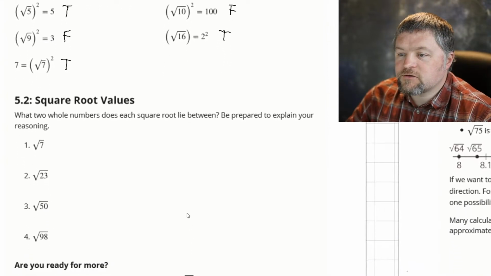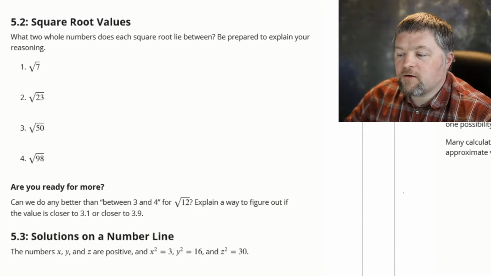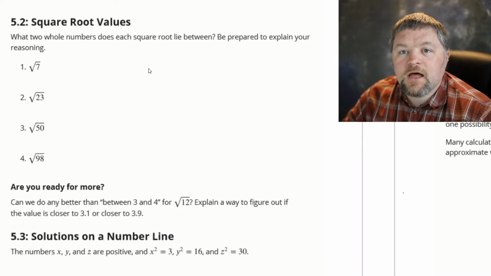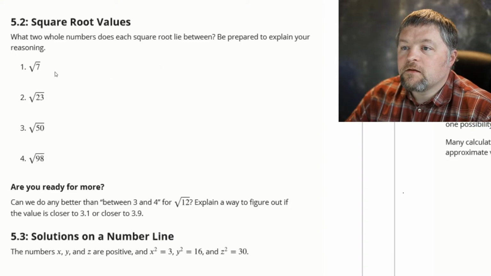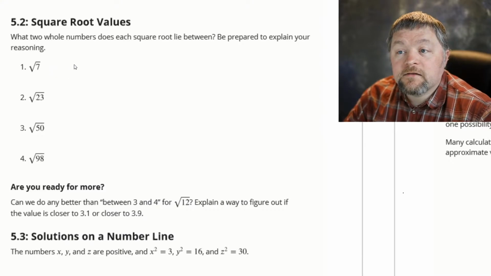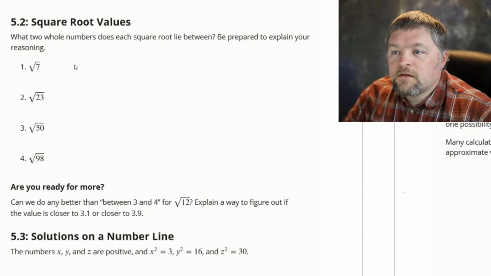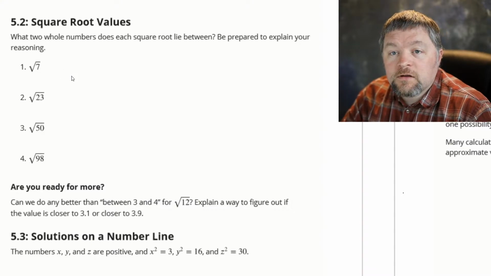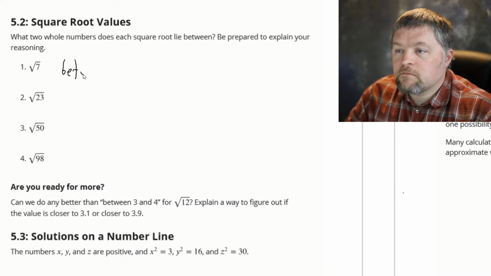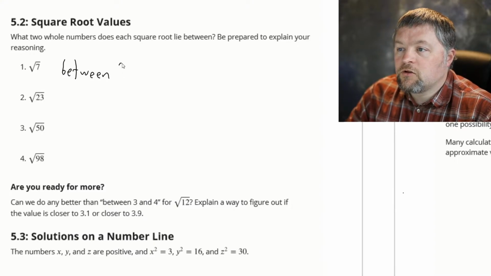Okay, the next one here: square root values. What two whole numbers does each square root lie between? The square root of 7. Well, the square root of 9 is 3, and the square root of 4 is 2, so the square root of 7 has to be between 2 and 3.